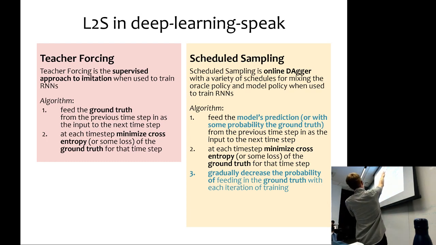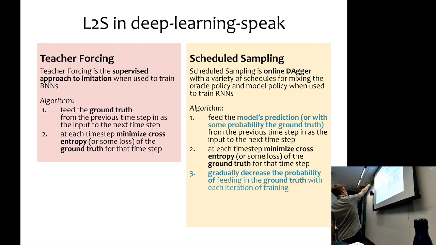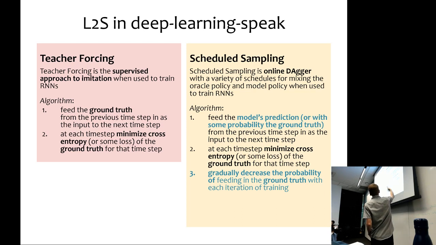And scheduled sampling is the deep learning way of saying online DAgger. So what you do is you feed the model's prediction, or with some probability, the actual ground truth from the previous time step in as the input to the next time step. And then at each time step, you minimize the cross entropy of the ground truth for that time step. And the last detail here is that you gradually decrease the probability of feeding the ground truth with each iteration of training. This is the beta schedule that we saw for DAgger last time.